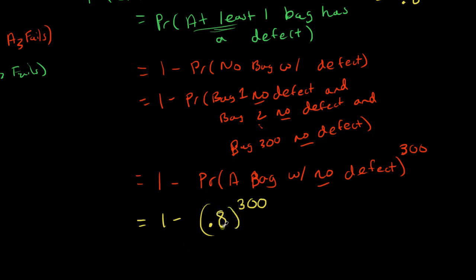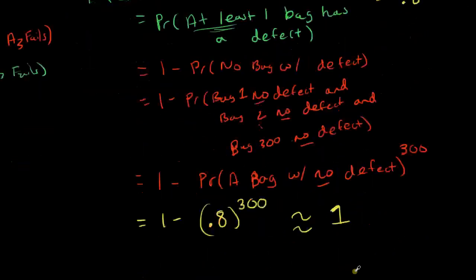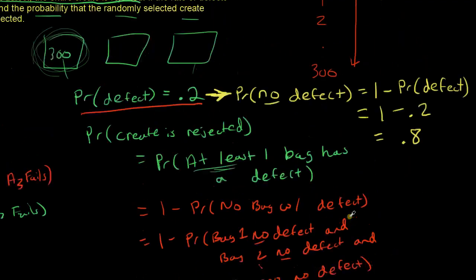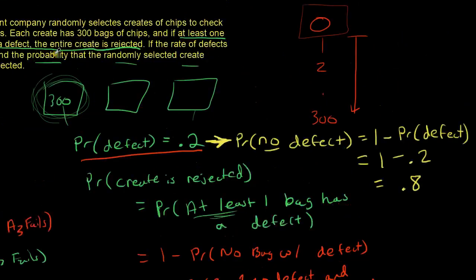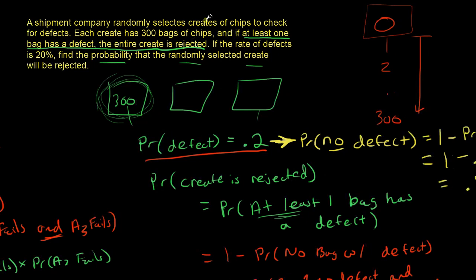It's very close to 1, right? This 0.8 to the 300th power is really, really small. So my calculator says this is approximately 1. In other words, the probability that a crate is rejected is really likely if there are 300 bags and you're looking for only one of them to reject the entire crate, and the probability of having a defect in each bag is so high.